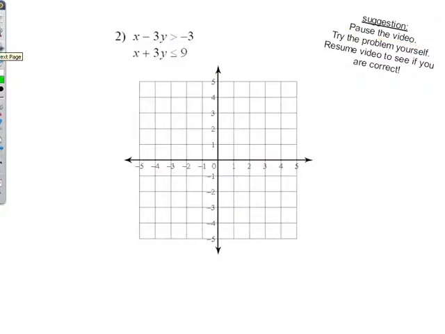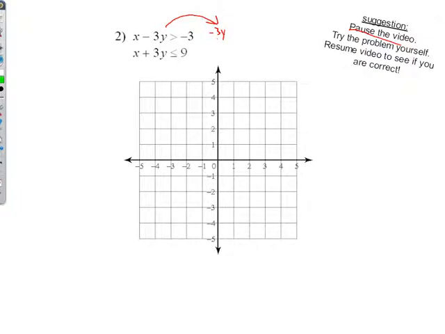Again, pause if you need to, and we'll give this one a shot. Now these are not in slope-intercept form, so I'm either going to convert them. Some people like to just plug in 0 for x and find out where the y-intercept is and the x-intercept and graph it from there. I might do that on the second one, but right now I'm going to stick with this method.